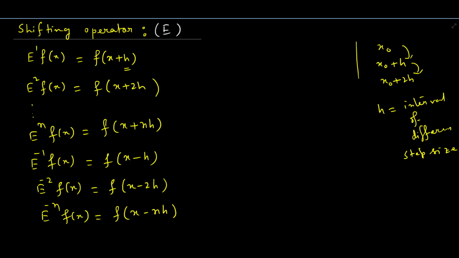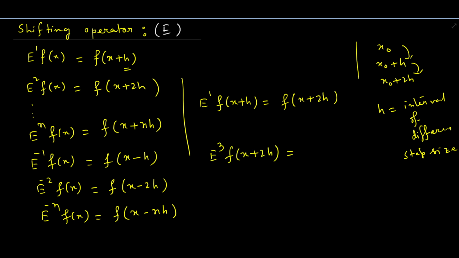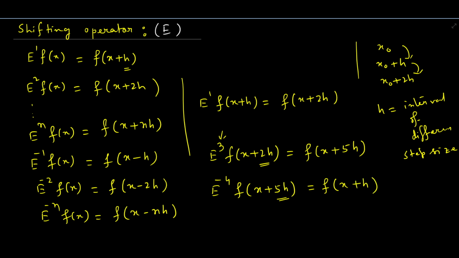Just shift it by looking at the power of E. If the power of E is 1, then we have to add 1h. Suppose E f of x plus h. So 1h is already there, right? Now we have to shift it by one more, so it becomes x plus 2h. Suppose E cube f of x plus 2h. Already 2h is there, so we shift it 3 more, so it will be f of x plus 5h. Is it clear? E to the power minus 4 f of x plus 5h. Already 5h is here, we have to reduce it by 4, so this is f of x plus 5h minus 4h, which is plus h. Like this we can shift any function up to any order.